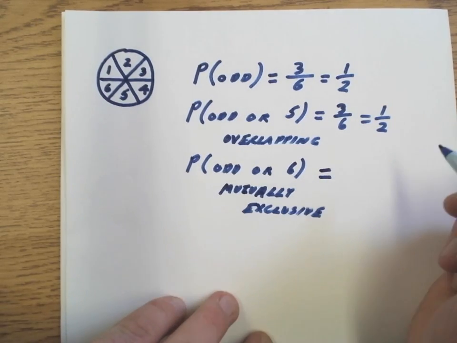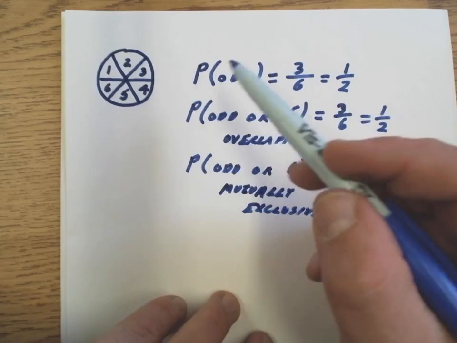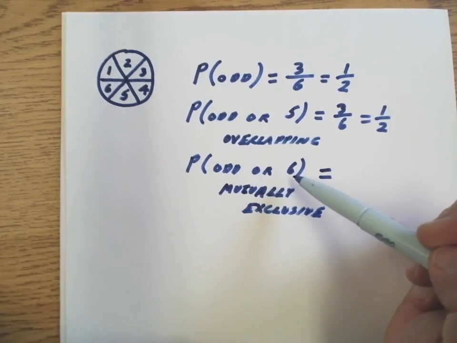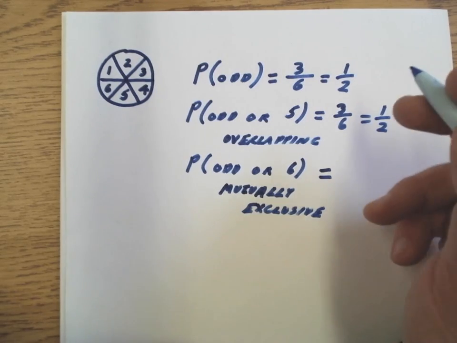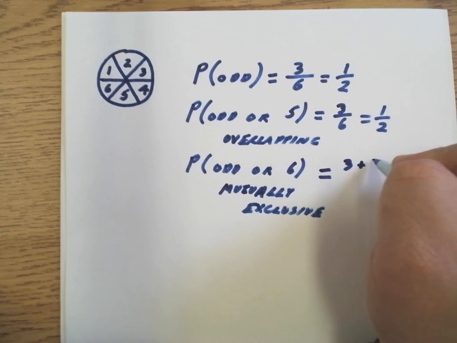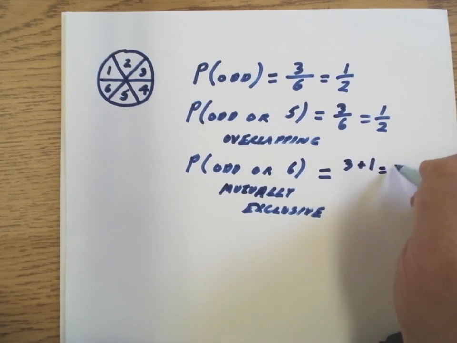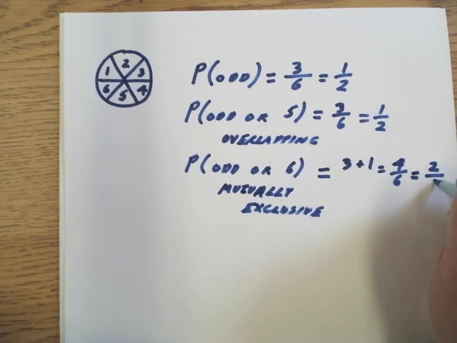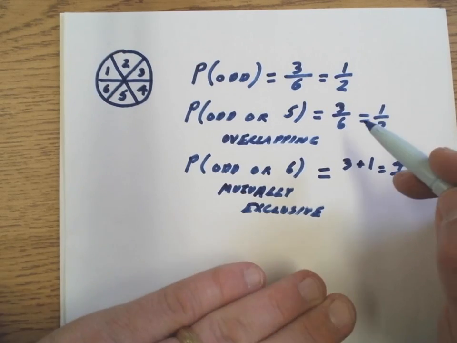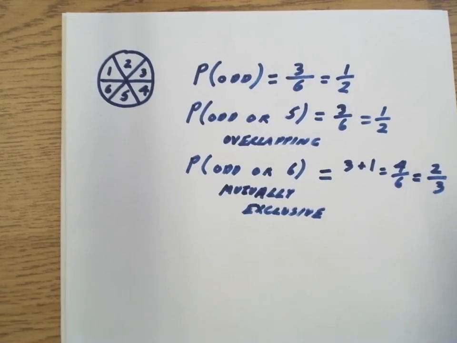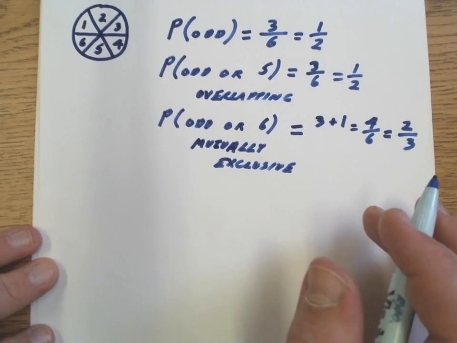So how many odd numbers do we have on the spinner? Well, we have 3. But we also could want a 6, and there's only one 6. So that gives us the 3 odds plus the 1 six, a total of 4 out of the possibility of 6 items, which reduces all the way down to 2/3. Okay? Overlapping, mutually exclusive. Now, when we talk about probability, we can use probability to predict as well.